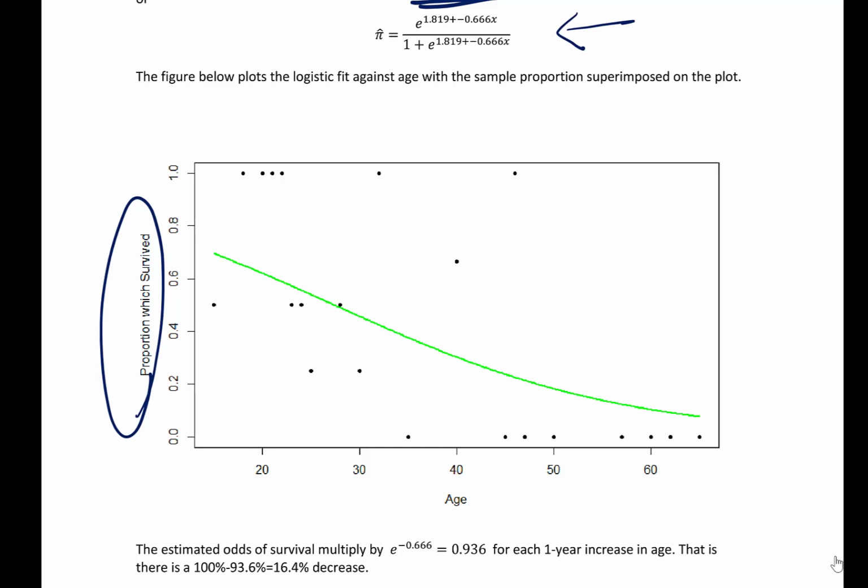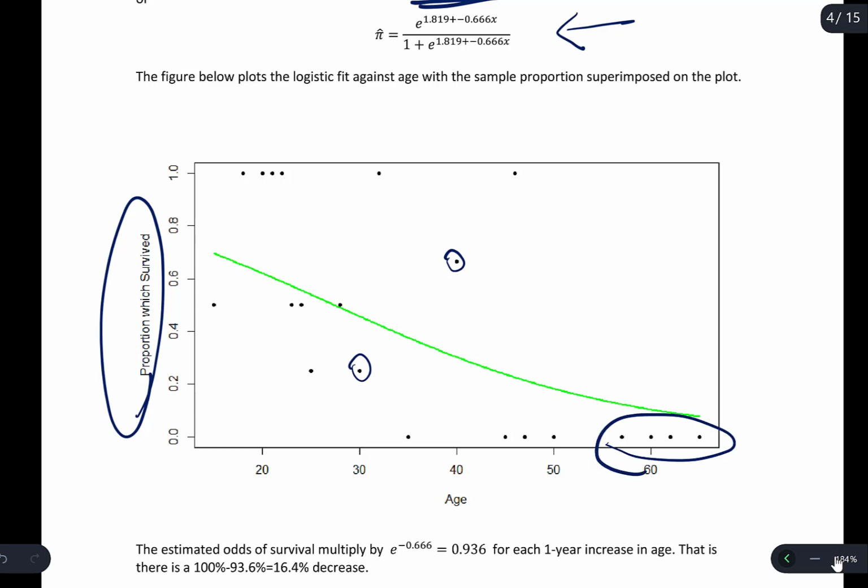For example, if you looked at the data, at everyone in the data set who was 30, you would see about 23% of those survived. Of those that were 40, approximately 70% survived. But then if we come down here to the 60s, we see for those that were in their 60s, very close to 0, and actually it probably is 0% of them survived.